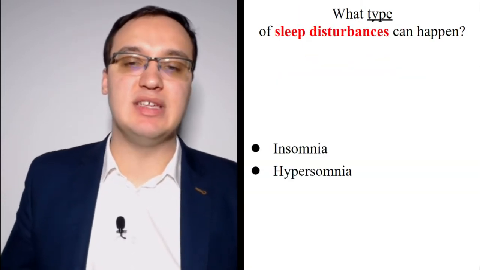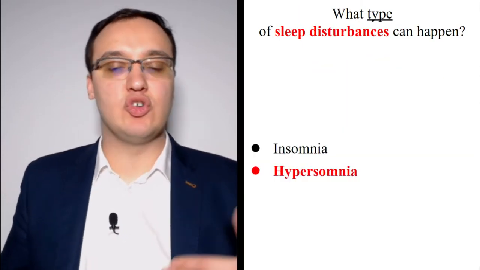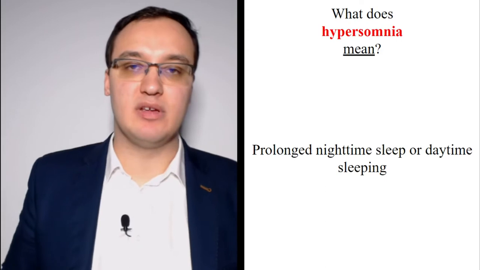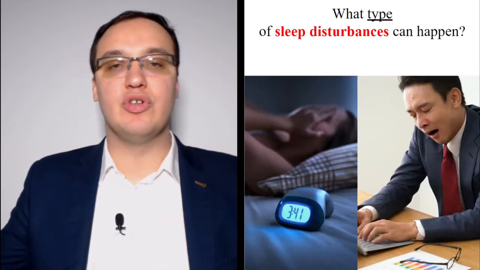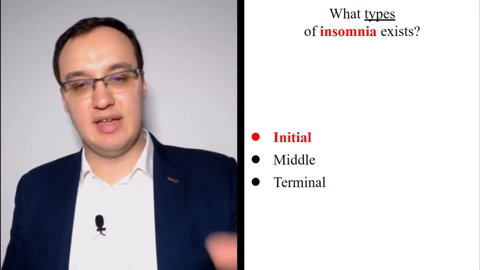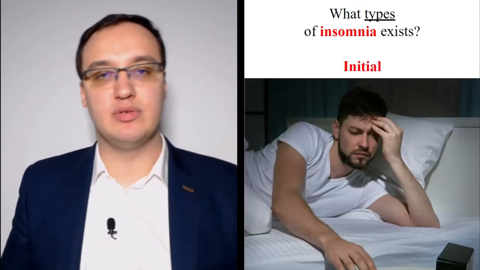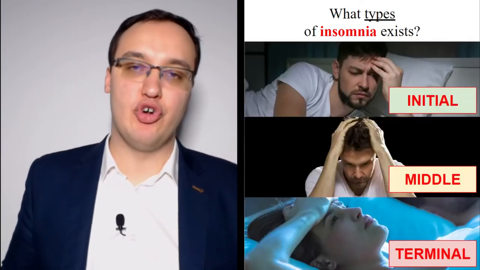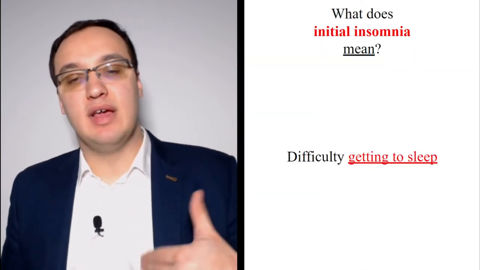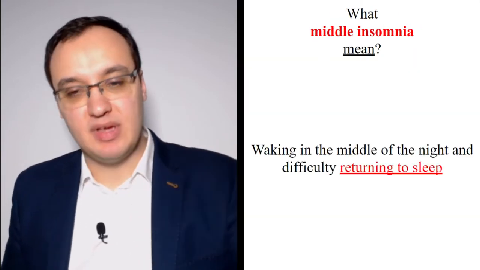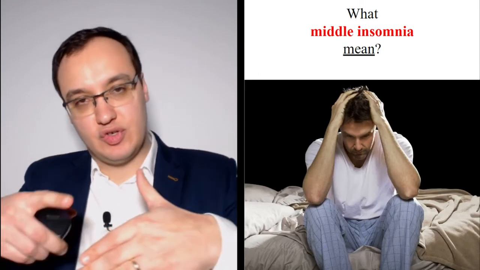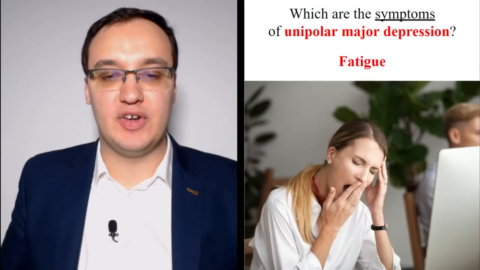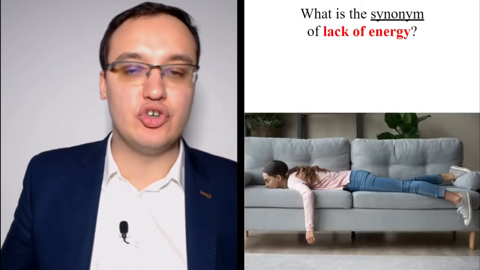Sleep disturbances, having insomnia, as we call it, or hypersomnia. Insomnia we can divide into many types. Hypersomnia is just sleeping during the whole day or 12 hours a day. Insomnia, as we said, can be initial, meaning you cannot get to sleep; middle, meaning you wake up in the night; and terminal, meaning you wake up too early and then cannot sleep again. So difficulty getting to sleep, difficulty sustaining the sleep in the night, and then terminal, waking up earlier and then remaining awake.